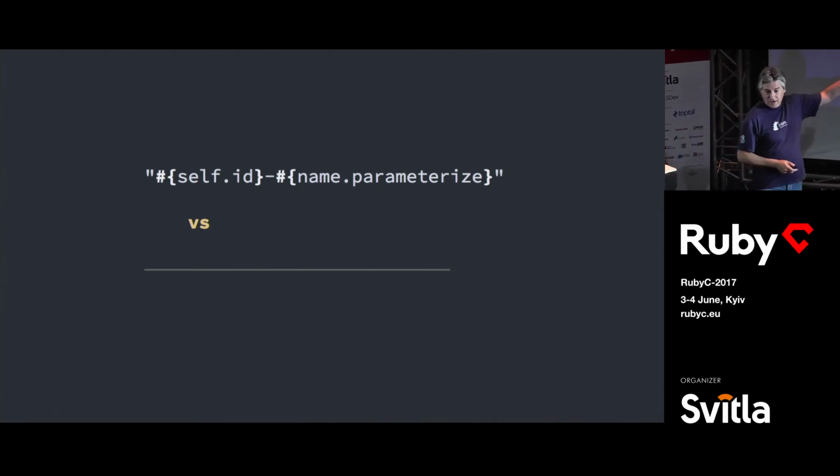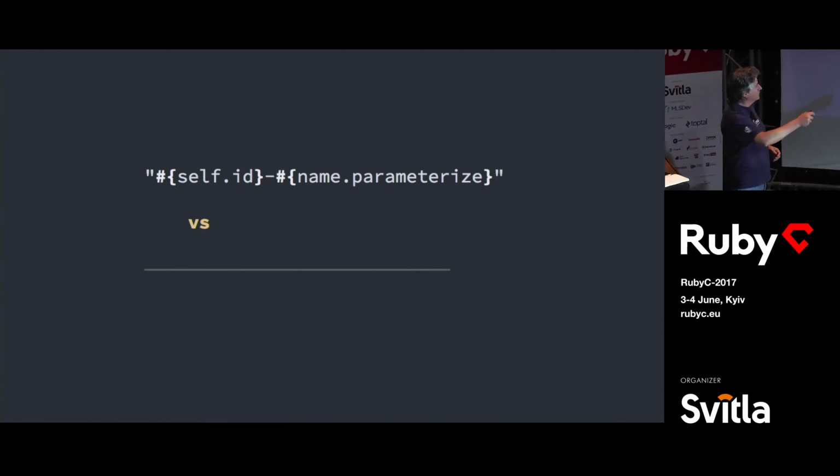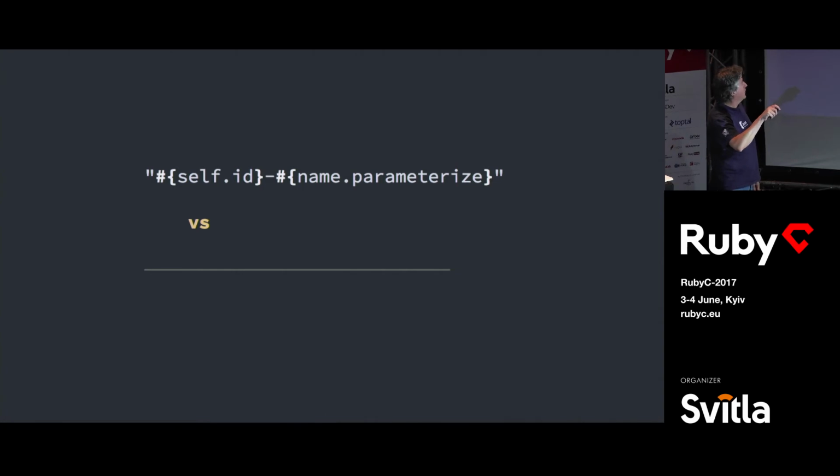Let's imagine this is an active record class. You have here, do we have a pointer? Yes. Name is a method, okay, of that class. ID is a method, man.